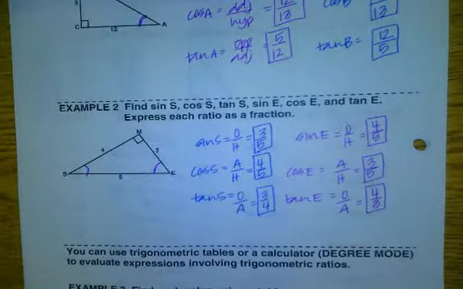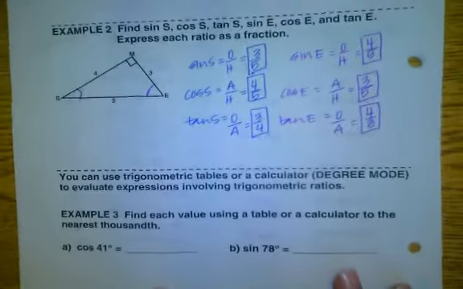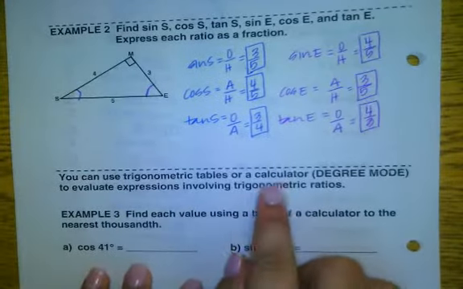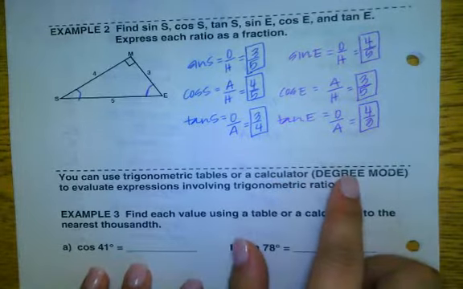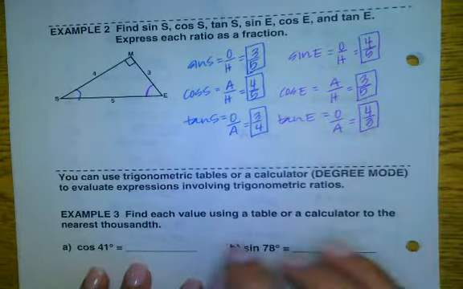Alright. Next part is actually using our calculator. Okay? So find each value using a table or a calculator to the nearest thousandth. Okay, so we have cosine of 41 and sine of 78. The big thing here is if your calculator is not in degree mode, you will get it wrong. Regardless of whether you typed in the right strokes on the calculator, if it is not in the correct mode, it will give you a completely different answer.